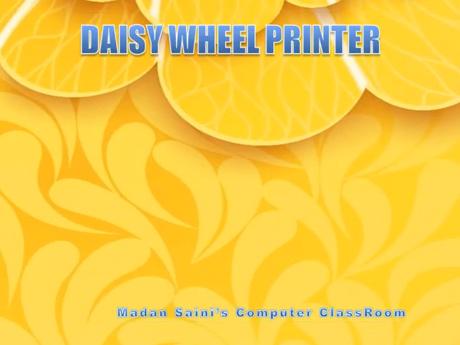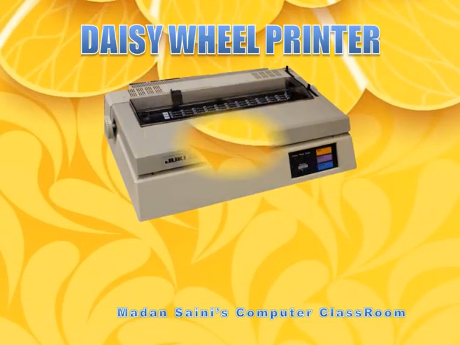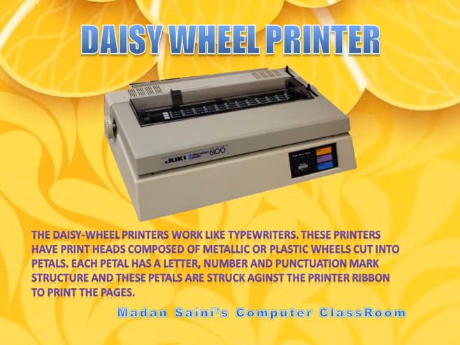Next one, daisy wheel printer. It looks like this. The daisy wheel printers work like typewriters. These printers have print heads composed of metallic or plastic wheels cut into petals. Each petal has a letter, number and punctuation mark structure, and these petals are struck against the printer ribbon to print the pages.